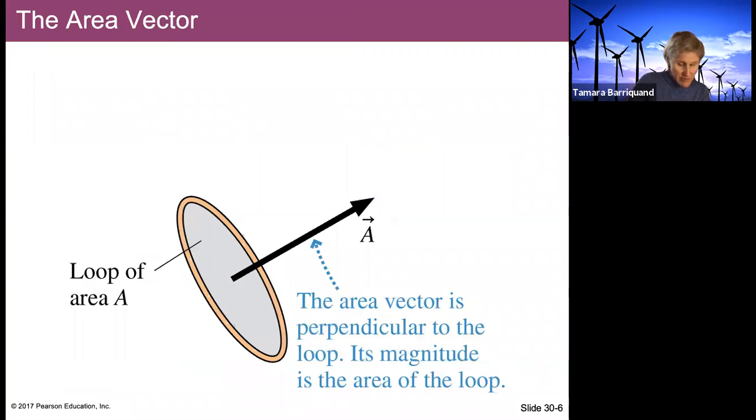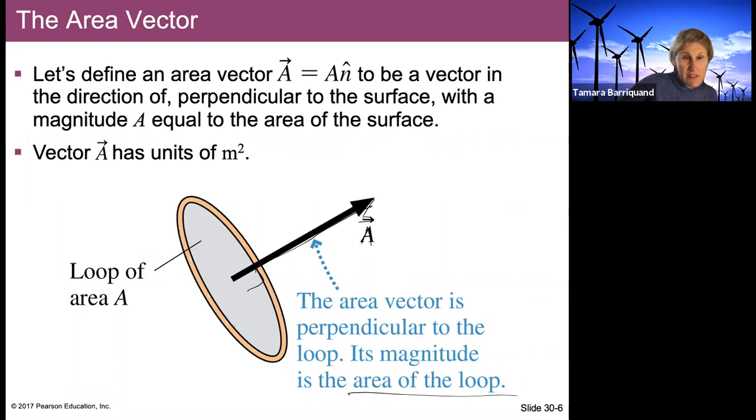So here's our loop of area A. We've defined the normal vector to our loop, and the area vector is always perpendicular to the loop, and its magnitude is the area of the loop. So let's define an area vector A to be A n hat, a vector in the direction perpendicular to the surface, with the magnitude A equal to the area of the surface. Vector A has units of meters squared.